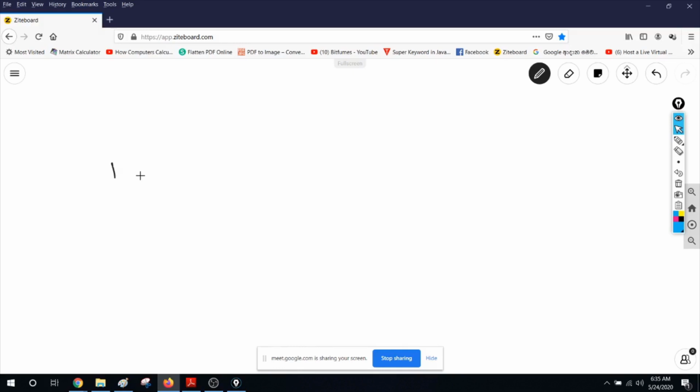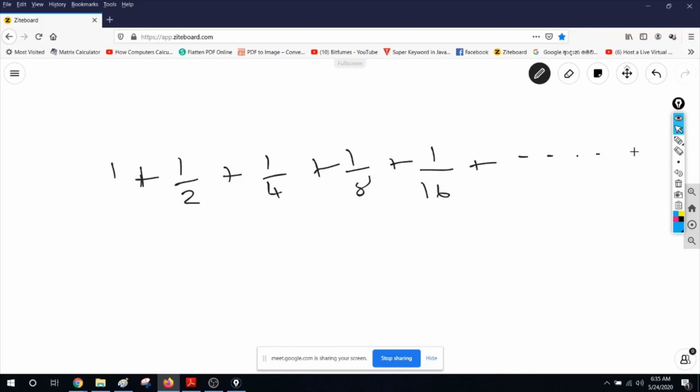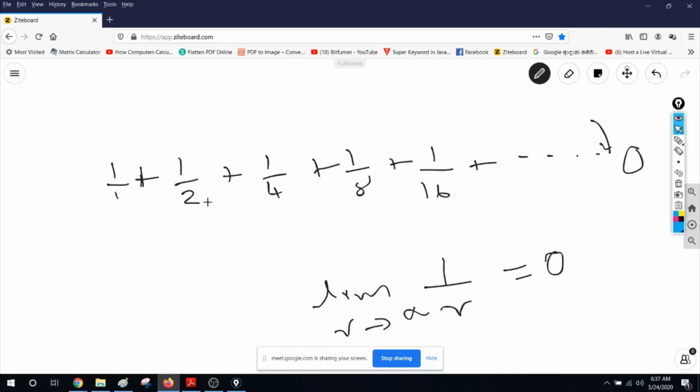Say this is 1. So I'm just summing that, half, 1/4, 1 upon 8, 1 upon 16, likewise. 1/4 is smaller than half, 1 upon 8 is smaller than 1 upon 4, 1 upon 16 is smaller than 1 upon 8, and it is getting closer and closer to 0. Therefore, we can say yes, it is a convergent sequence. Now let's see the series also.